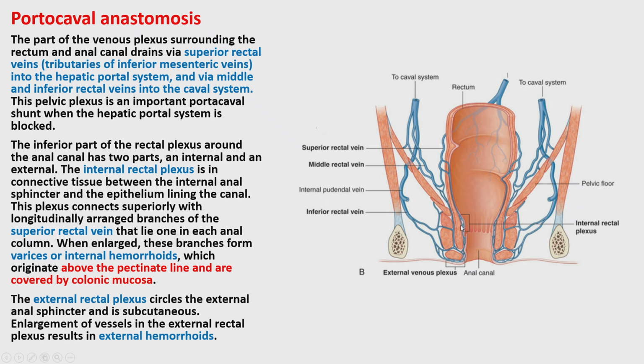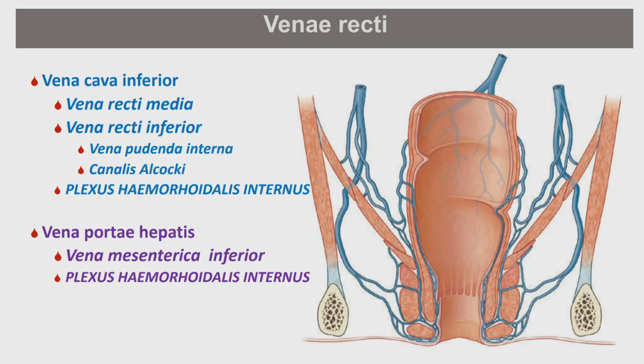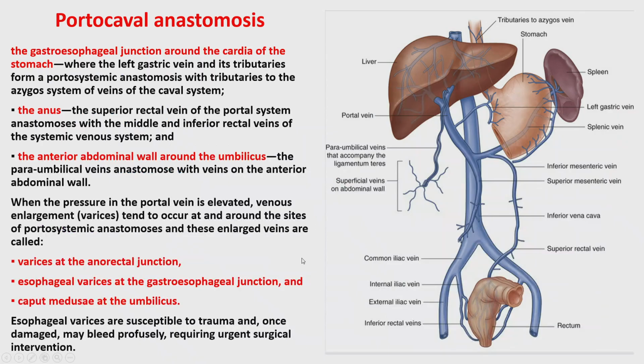This dilatation inside the internal rectal plexus, which is located between the internal anal sphincter and the mucous membrane, the lining of this, and it is above the pectinate line, is called internal hemorrhoid. External hemorrhoids are located subcutaneously, under the skin and external anal sphincter. So those are the hemorrhoids that we have, the plexus hemorrhoidalis internus and externus that we already mentioned.